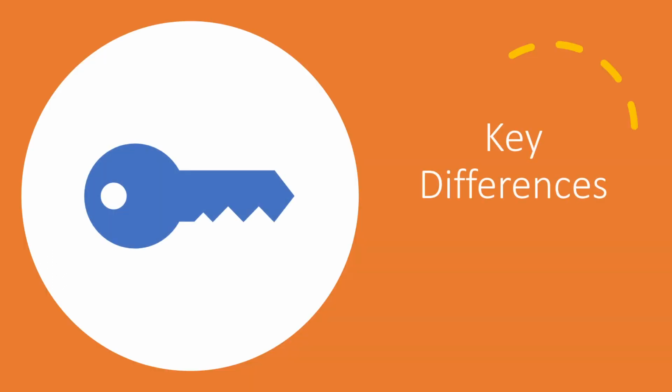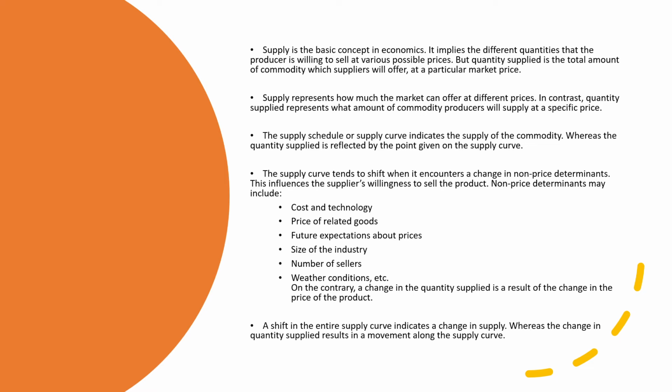So now let's prepare the closing entries for JJ Lawn Care. So finally, a key difference between both of them. So supply is the basic concept in economics, which implies different quantities that the producer is willing to sell at various possible prices. On my left hand side is the JJ Lawn Care adjusted trial balance for May 31, 2007. But quantity supplied is the total amount of commodity which the suppliers will offer at a particular market price.